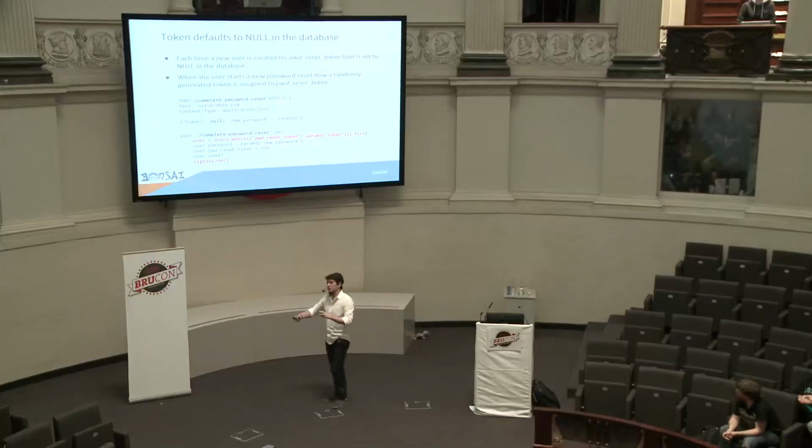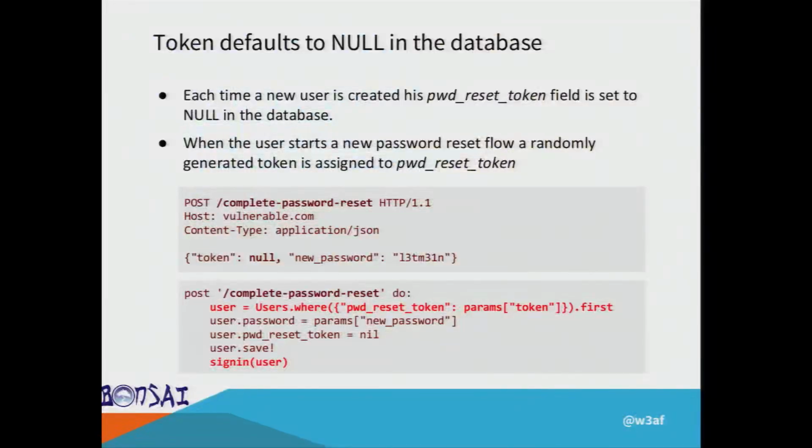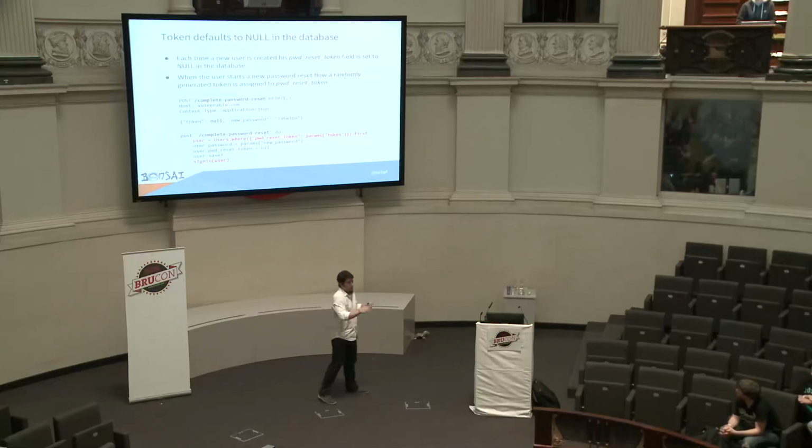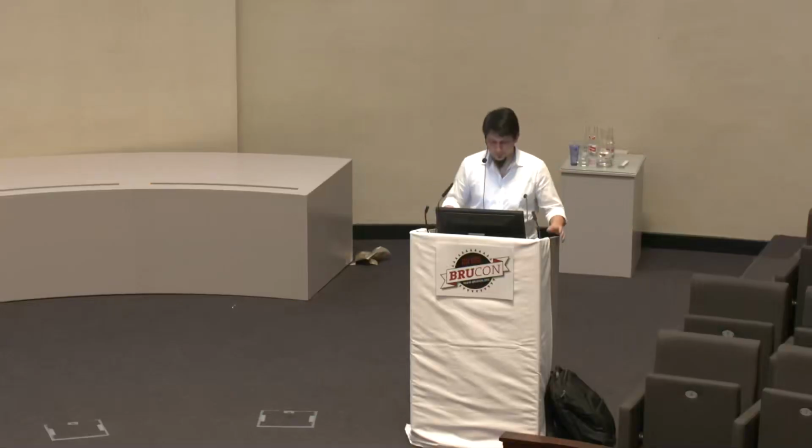I started a new password reset flow for that user. That changed the password reset token column in the database for that user to something different from null, and then I ran the attack again. That was going to choose a different user than the previous time. By repeating that, an attacker could gain access to multiple user accounts. Basically, all of the user accounts that don't have a password reset flow in progress.